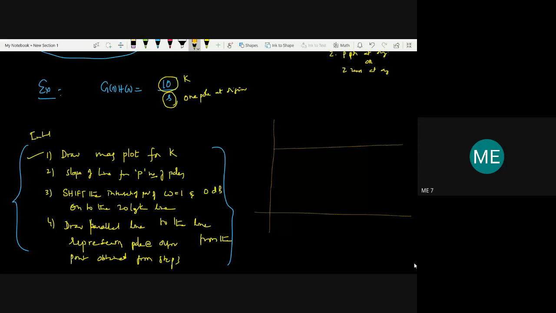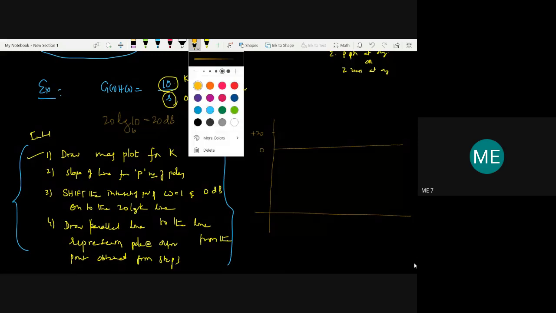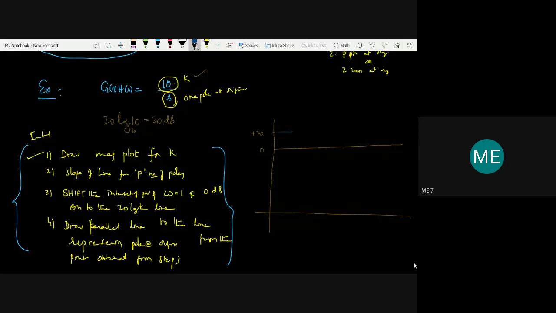See, the magnitude of this K is 20 log K, means 20 log 10. 20 log 10 is going to be 20 dB. So the magnitude of this K factor is going to be 20 dB. So this is 0 dB, say plus 20 dB. So I'm going to draw the plus 20 dB line now. Taking, say for example, here. So this is the plus 20 dB line.